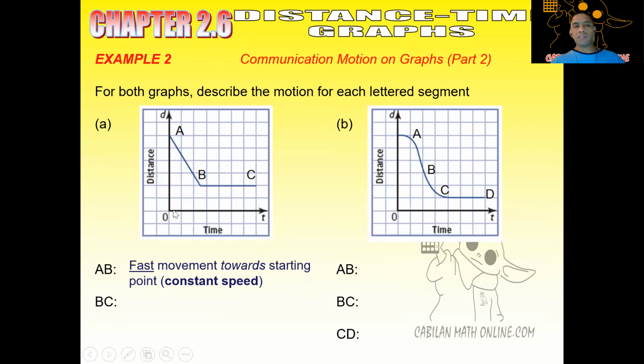Okay, so we're going to assume this point 0 here, let's just say is home. Okay, and this person is like, I don't know, at school. So this person is basically making their way towards home. Okay, at a constant speed, which means again, they're not going to be changing their speed. They are constantly just going at the same pace. All right, and B to C is a horizontal line. That means that they're stopping or no motion.